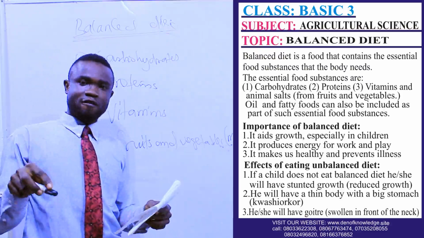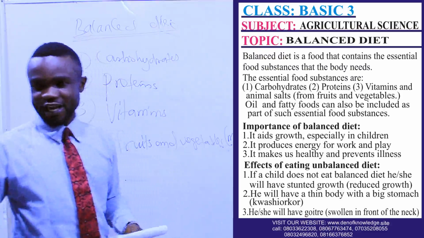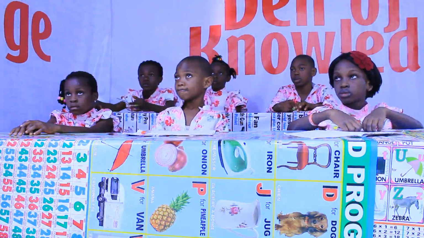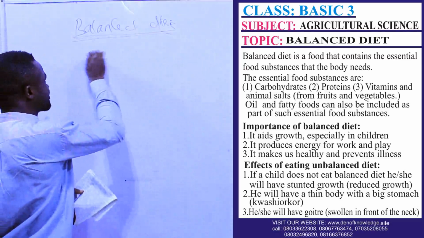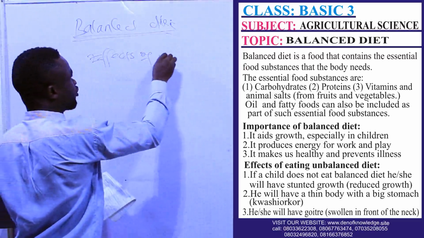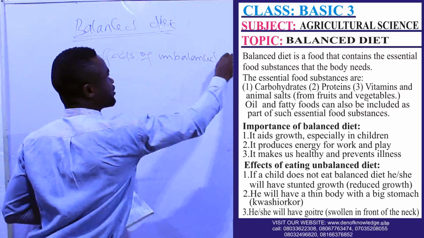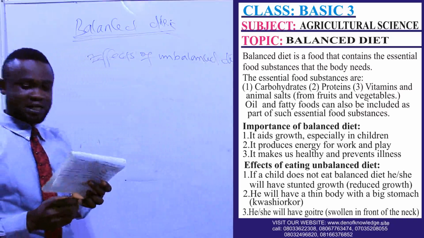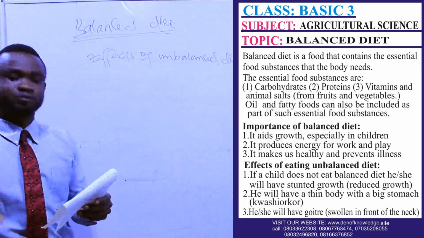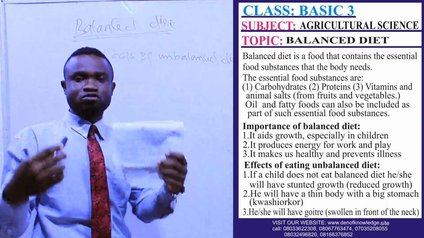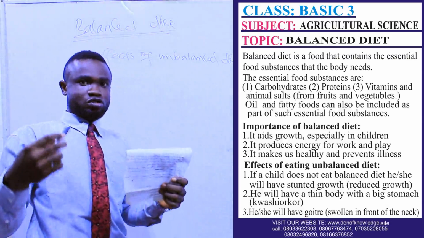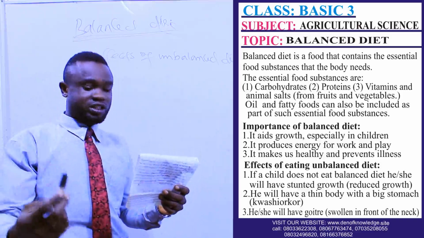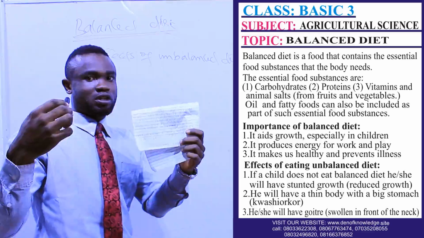Next is effect of unbalanced diet. If a child does not eat balanced diet, he or she will suffer or have what is called stunted growth. It means reduction in growth.